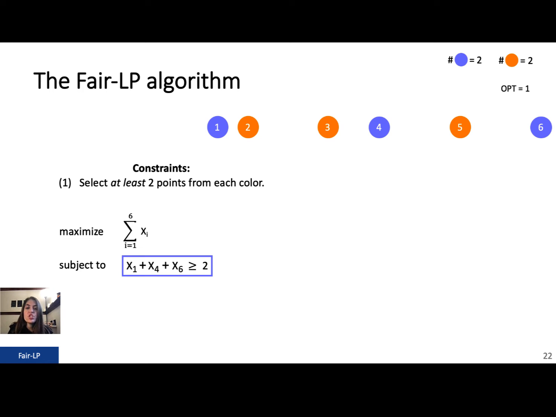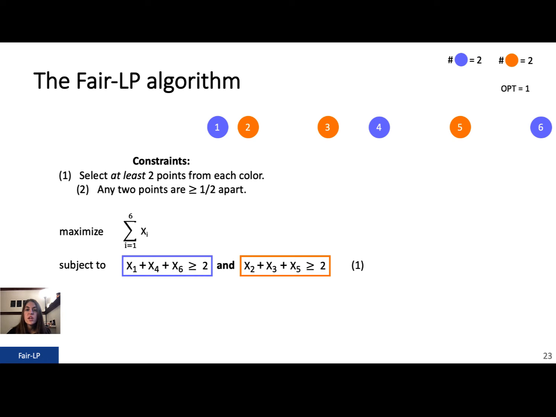This is how the constraint looks like for the blue color. So here we sum over the variables of the blue points 1, 4, and 6, and we want the sum to be at least equal to 2. We have a similar constraint for the orange color, where we now sum over the variables of points 2, 3, and 5, and again we want the sum to be at least equal to 2.